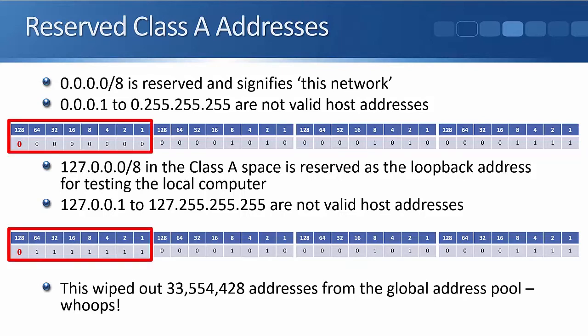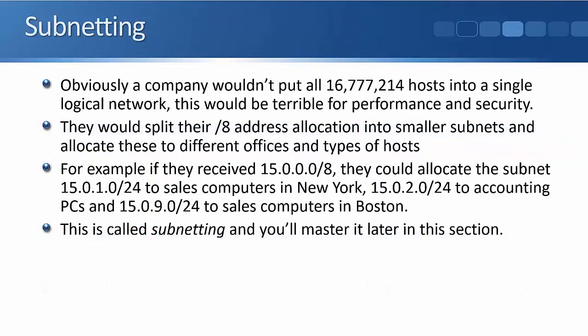Okay, so you see that all zeros would begin with 0, obviously, and 127 is 0 and then all ones. Class A always begins with a 0 as the first bit. Okay, now, obviously, a company that had a Class A address would not put all 16 million hosts into a single logical network. That would be terrible for performance and security.